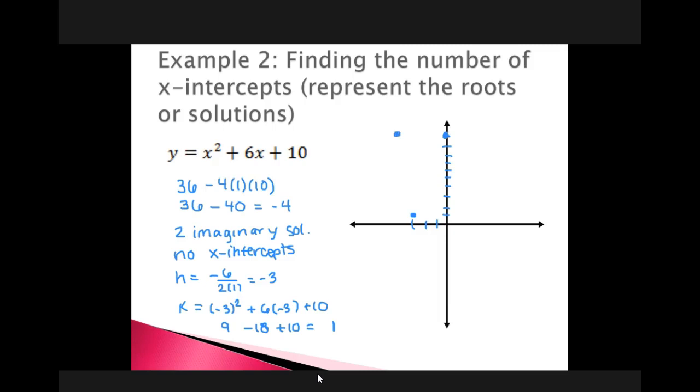And we know our y-intercept is at 10. So we know based on symmetry that we have our other point at -6, 10. And we can see just from that graph, knowing that my vertex is going to be my min at -3, 1, that the discriminant does in fact tell me no x-intercepts and is valid. So we can see from the discriminant as well as the graph that we have no x-intercepts, which is no solution.